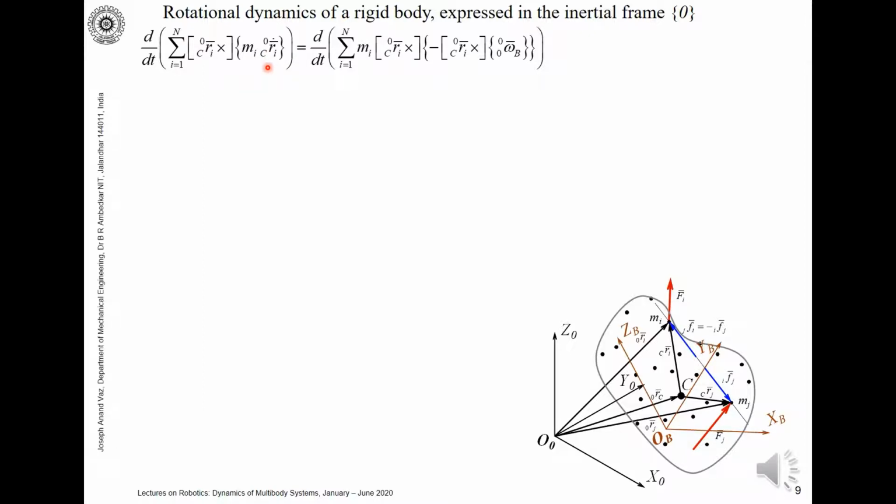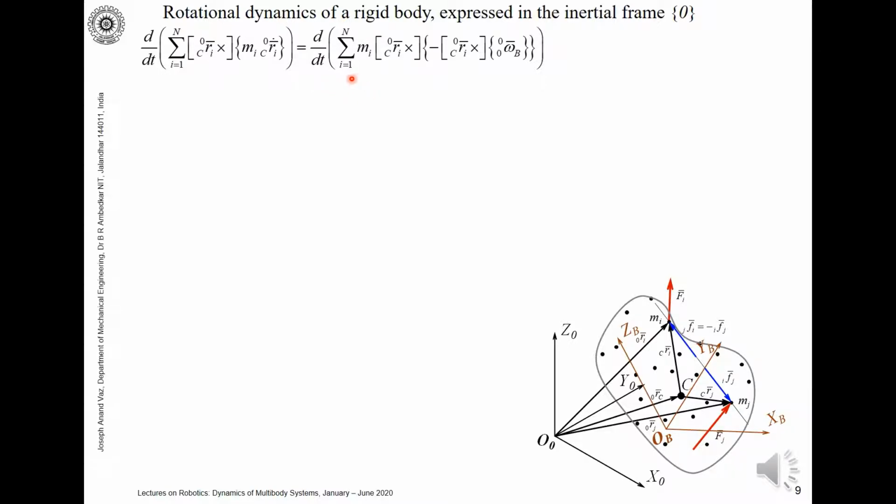So this velocity, we know from our previous lectures, for a fixed magnitude vector is given by omega cross r, or it can also be written as minus r cross omega, where r is the vector from the center of mass to the respective point I, and omega is the angular velocity of the body with respect to the inertial frame expressed in the frame 0. So the moment we apply this constraint, the angular velocity of the body comes into the picture.